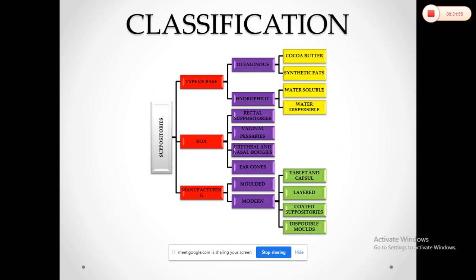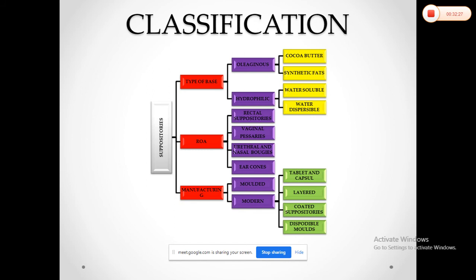Also, this coating can be used to control the release of the medicament from your formulations. Suppose you want to deliver your drug at a specific site or at a specific pH, the coat you are providing will release the medicament at that specific pH only. So these are the advanced or modern suppositories available. And the last one is the disposable molds.